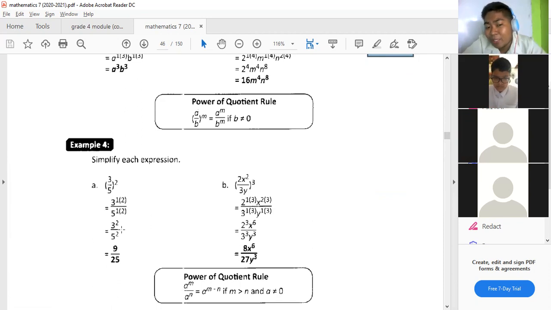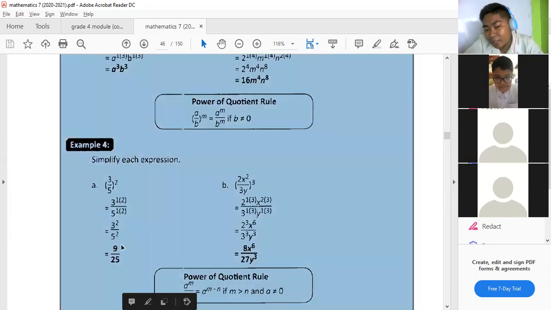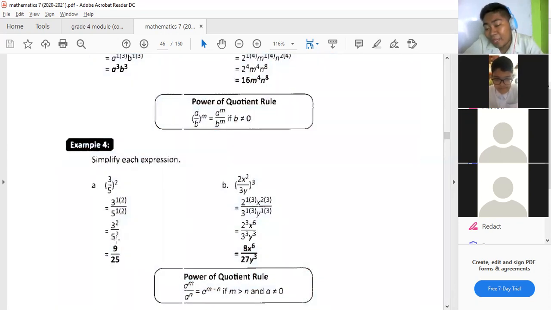So, hindi dapat magkaroon ng exponent ang number. Therefore, 3 times 3 is 9. 5 times 5 is 25. Kaya naging 9 all over 25 yan. 3 squared, 5 squared. Ganun siya. Parang sa power of a product rule.